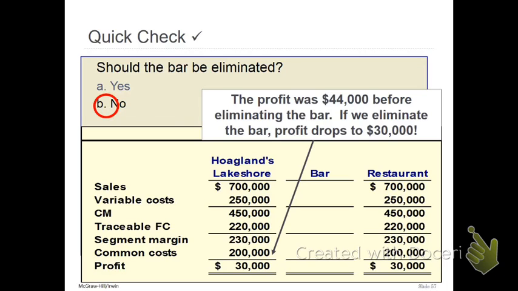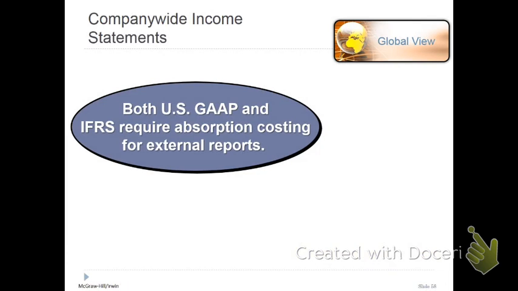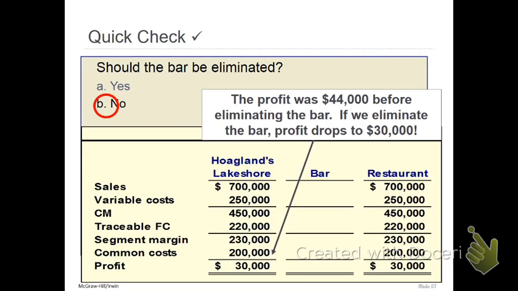The profit was 44 grand before we eliminated the bar. If we eliminate the bar, all of those common costs are still there. Notice what happens to net profit. Net profit goes down by 30 grand. It's very easy, if you try to allocate costs inappropriately like we just tried to do, to throw some of those common costs on the bar, make it look unprofitable, and say let's close the bar. Notice what happens to net income. Net income goes down without the bar.